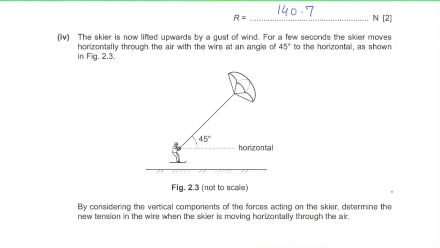Part 4, the skier is now lifted upwards by a gust of wind. For a few seconds, the skier moves horizontally through the air with the wire at an angle of 45 degrees to the horizontal, as shown in figure 2.3. By considering the vertical components of the forces acting on the skier, determine the new tension in the wire when the skier is moving horizontally through the air.